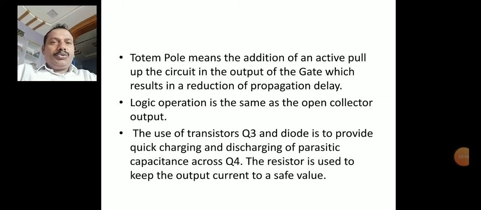So already I told you, totem pole means the addition of an active pull-up circuit in the output of the gate, which results in the reduction of propagation delay. The logic operation is the same as open collector output. The use of transistor Q3 and the diode is to provide quick charging and discharging of the parasitic capacitance across Q4. That is the advantage. The resistor is used to keep the output current at a safe value.